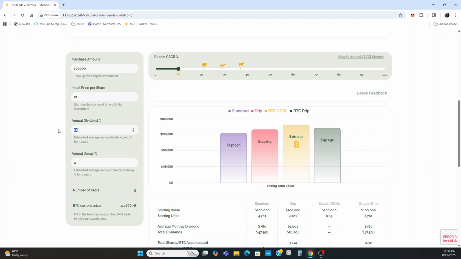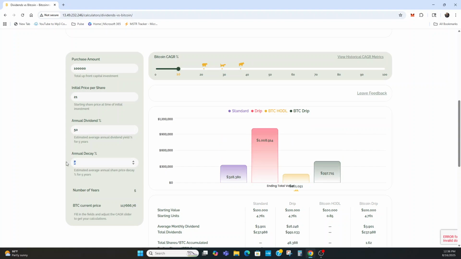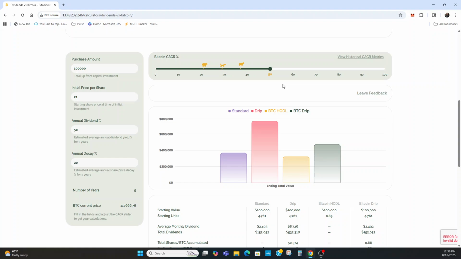But if you're somebody who's chasing higher yields and willing to accept that that might come with higher decays, and you are a Bitcoin bull, then oftentimes what you're going to find in this scenario is that just hodling Bitcoin can outperform some of these other strategies, right? Or if you're somebody who thinks that the decay on something like this might not be that significant, well, then maybe a drip strategy into more of the underlying equity itself makes more sense. So I encourage you to come here and play around with this and just model different scenarios.